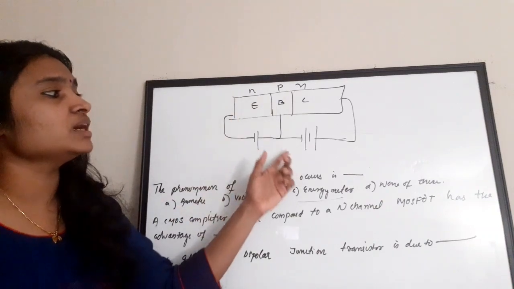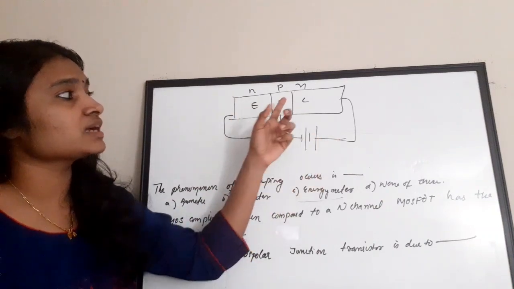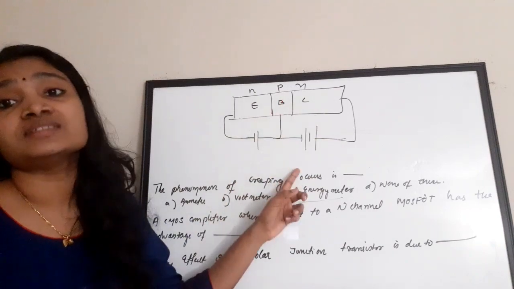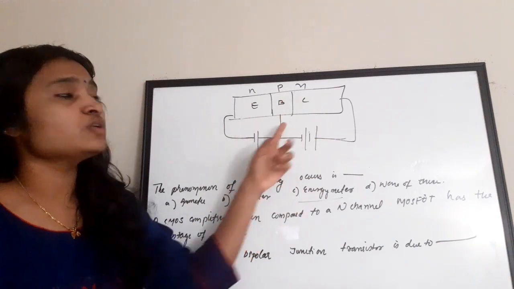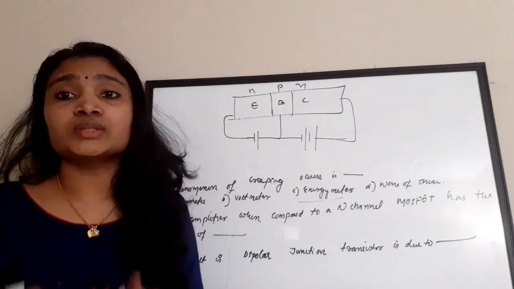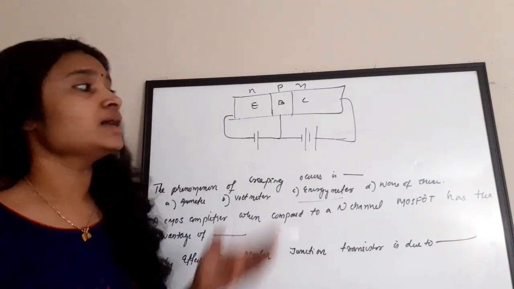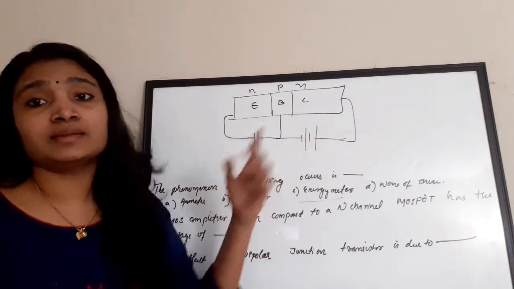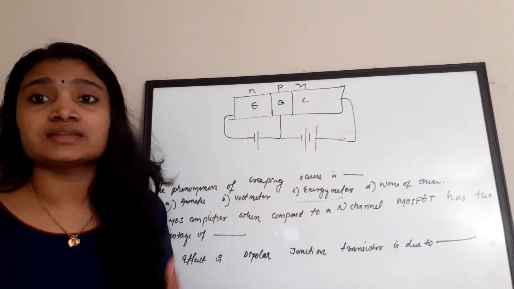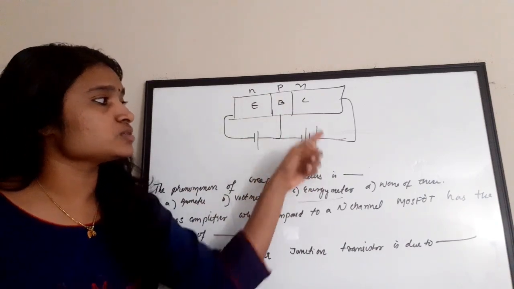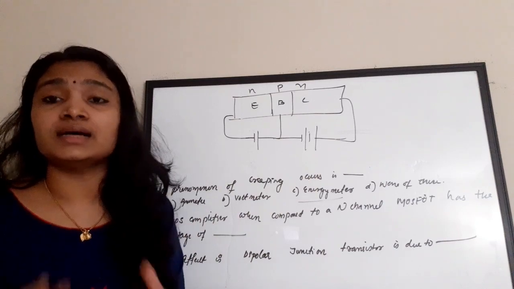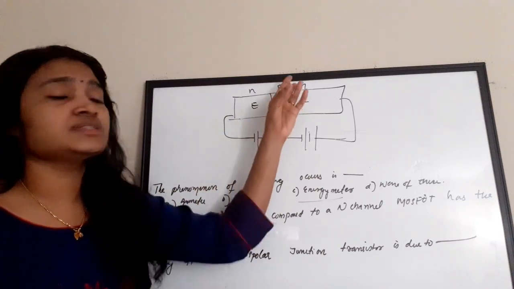Here it is due to the high reverse bias of the collector base or the base collector junction. This pinch off, this early effect is happening. So the early effect in transistors is due to the high reverse bias of the collector base junction. Okay, the correct answer is that the reverse bias of the collector base junction causes the early effect, or the pinch off of this junction.